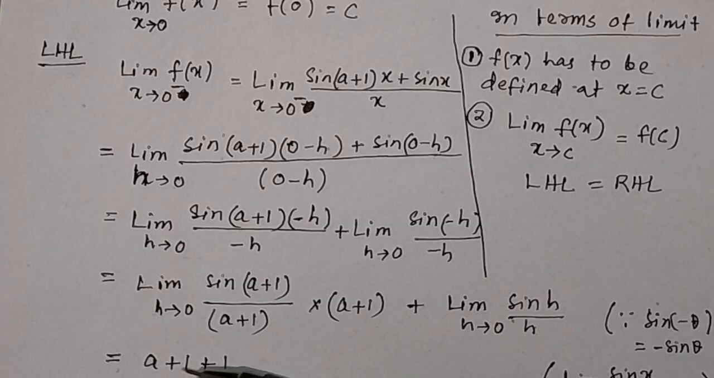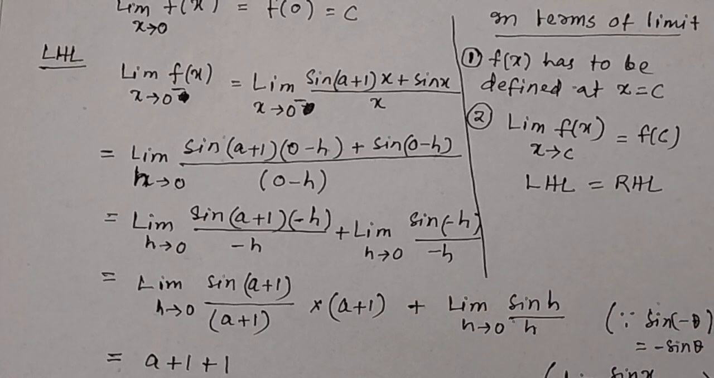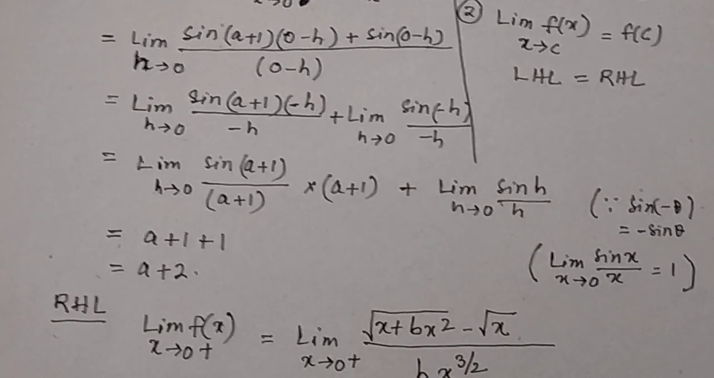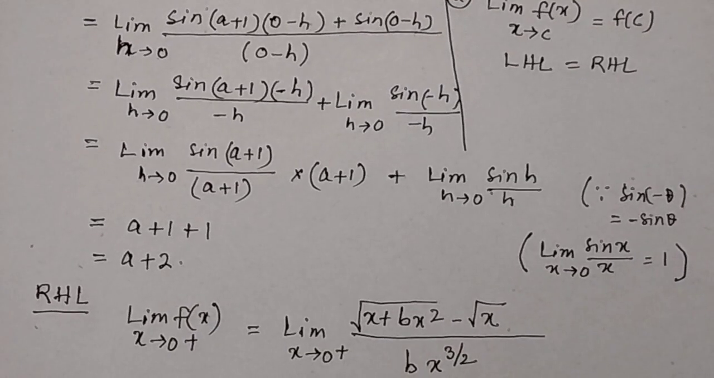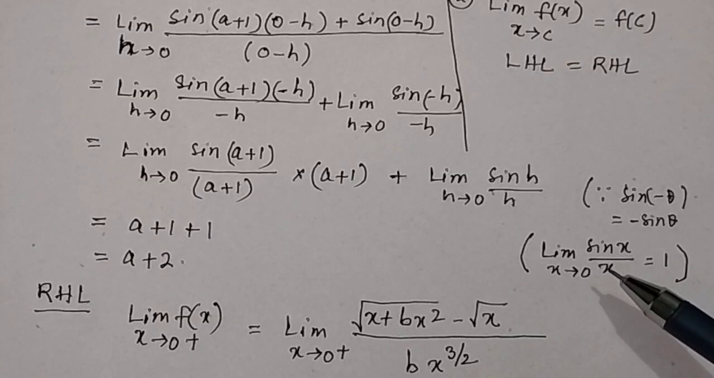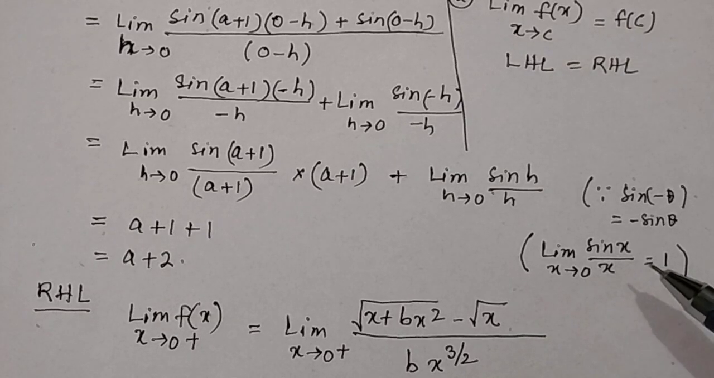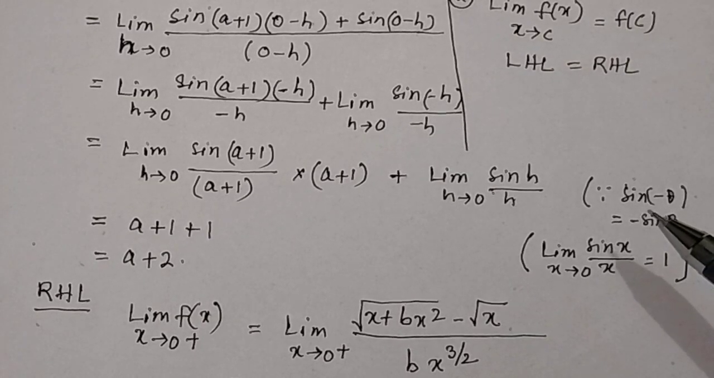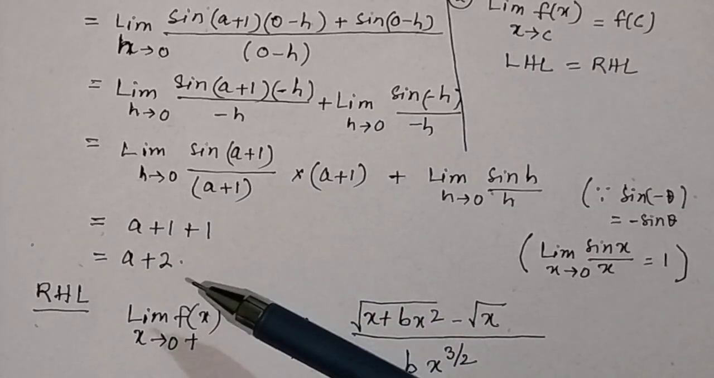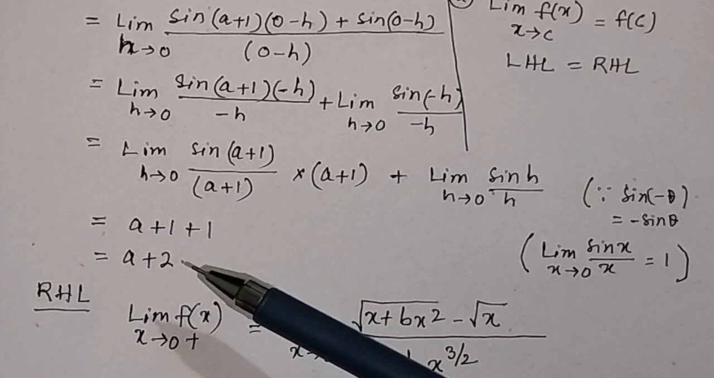So the result will be a plus 1 plus 1. A plus 1 plus 1, that is equal to a plus 2. So you have to remember these things. You have to remember this formula, that is, the limit of sine x divided by x as x approaches 0 is equal to 1. And you also have to remember the formula sine of minus theta is equal to minus sine theta. So from the left hand limit, it is equal to a plus 2.